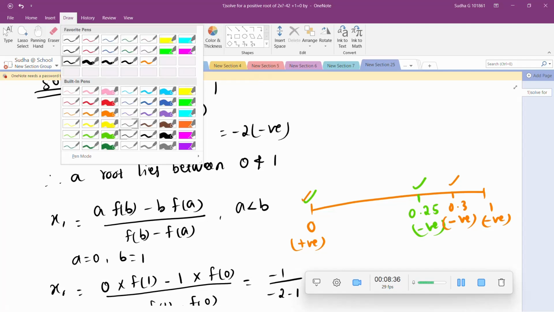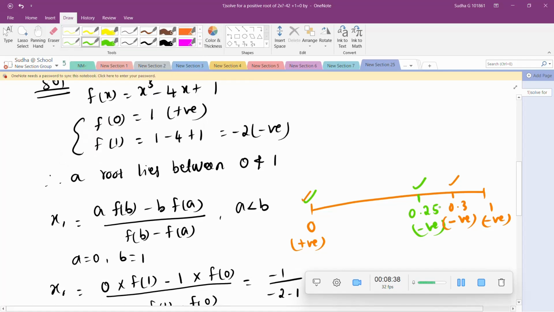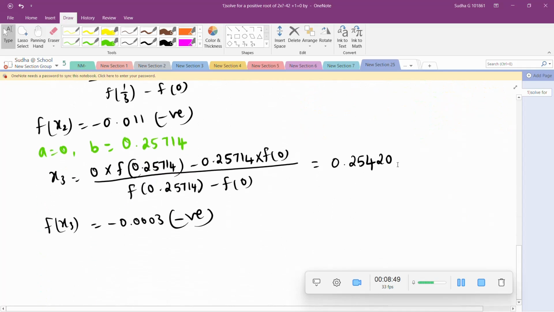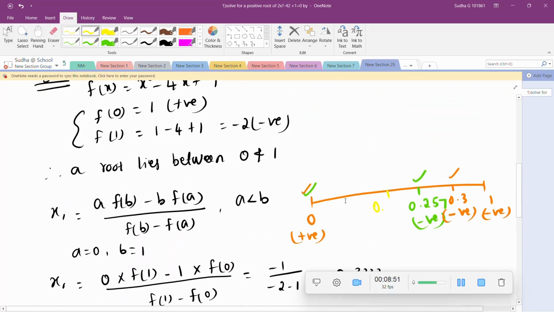Actually here, x value 0.257. Now again using the formula, we are getting here x value is 0.25420, again which is negative. So therefore a root lies between positive and negative. So again 0 and 0.25410.